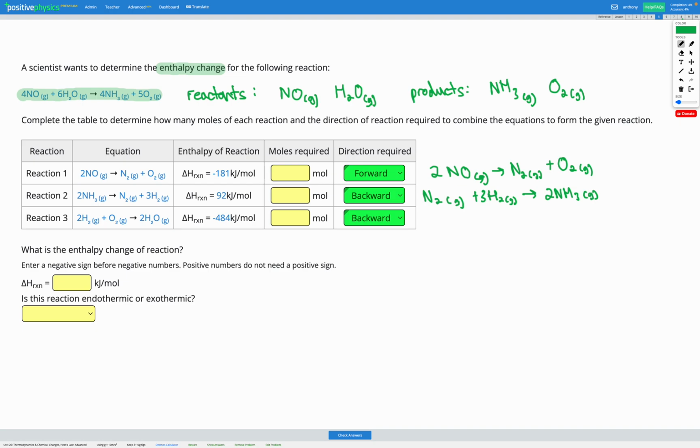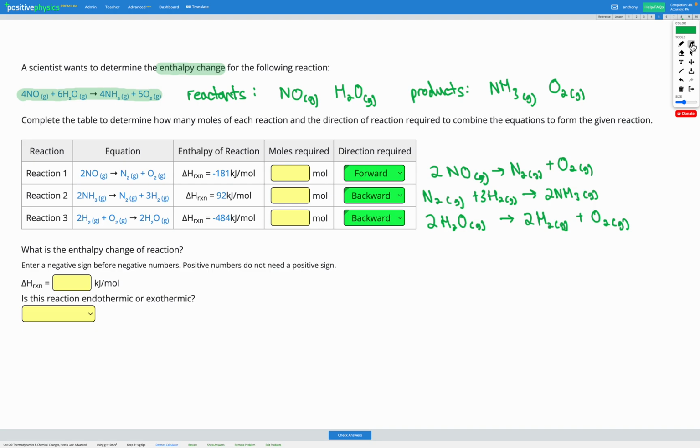And then for reaction 3, again, this is backwards. So we're going to need to put the products first. So we've got 2H2O gas gives us 2H2 gas plus O2 gas. Okay, so those are our three equations written out now in the direction that is required. Now we need to figure out how many moles of each equation we need.